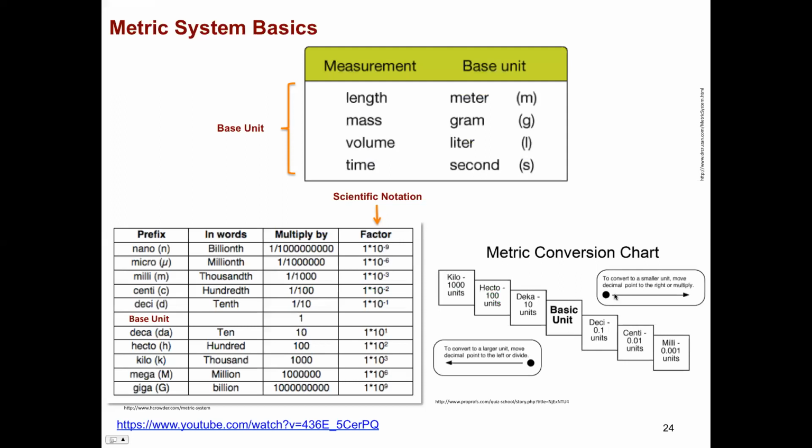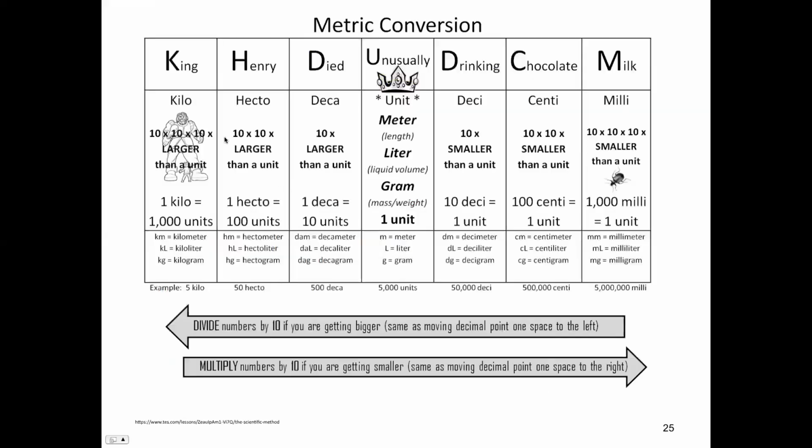So basically, if you're converting to a smaller unit, you're going to move the decimal place to the right. If you're using a larger unit, you're going to move it to the left. Okay. Now, here's a little mnemonic. So it's King Henry died unusually drinking chocolate milk, so you're starting at kilo, hecto, deca. Sometimes you're going to see this with a K. Okay, deca. Then your unit, and then deci, centi, and milli.